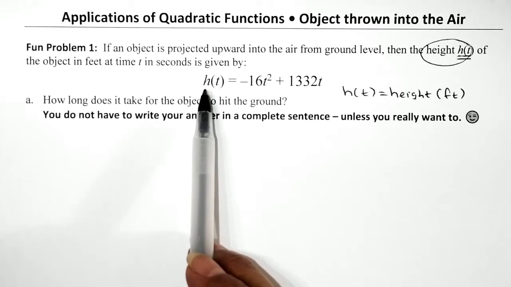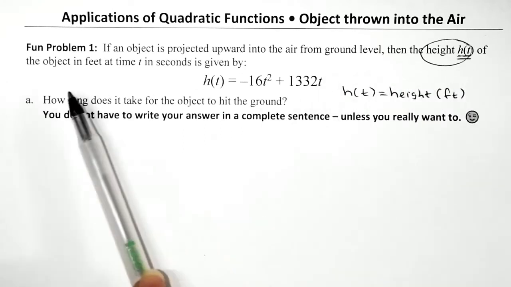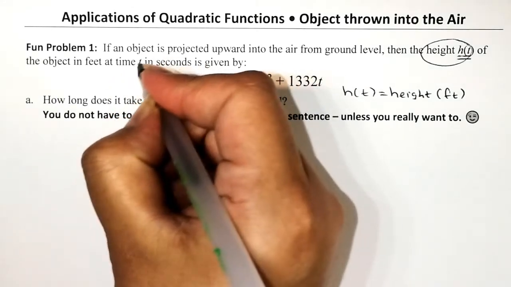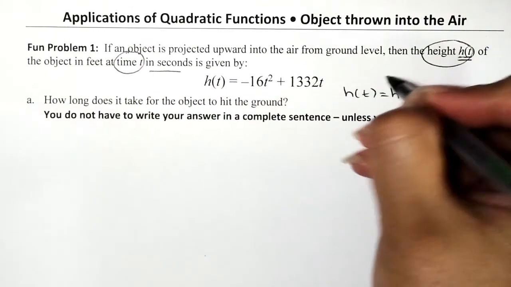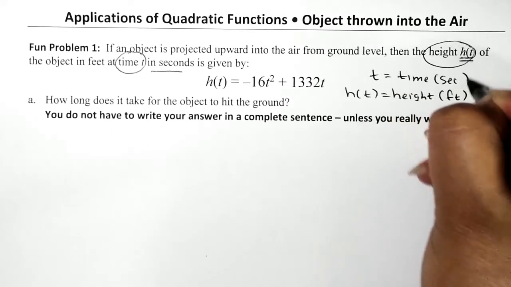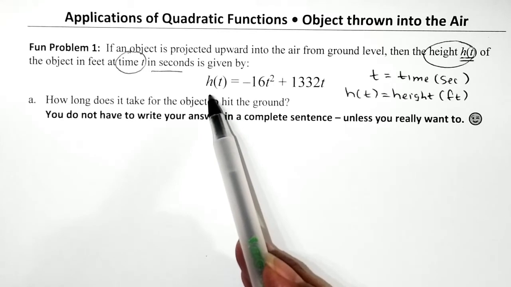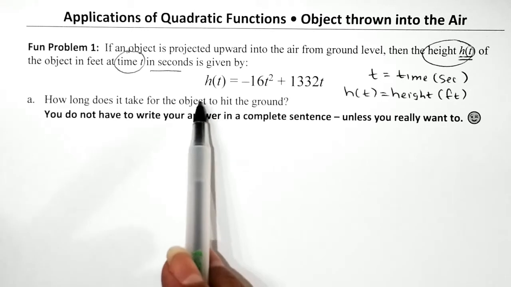represents. Now it's important that we know what t represents. Then the height h of t of the object in feet at time t in seconds. So what's special about t? It represents time and the units are seconds. So t equals time and the units are seconds. Notice that we did not introduce t or the function h, so we don't have to define anything. But in order for me to have a fair shot at answering this, I need to have a clear idea of what t and function h represent.